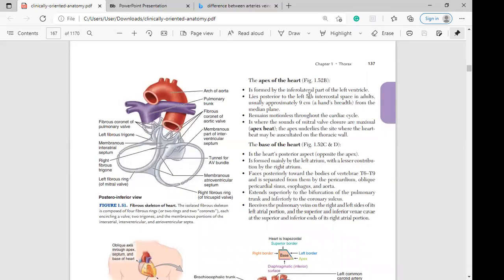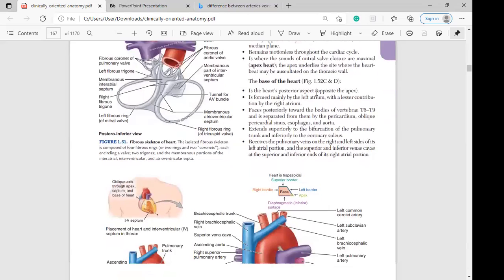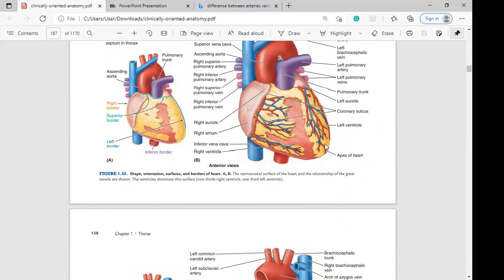Now, the apex of the heart is formed by the inferior lateral part of the left ventricle. So what forms the apex of the heart? The inferior lateral part of the left ventricle. In this diagram, this part here is your left ventricle, because this is the inferior lateral part of the heart, this apex. And you can see from this labeling, left ventricle. So this left ventricle region, the down part on the left side, is the apex of the heart.